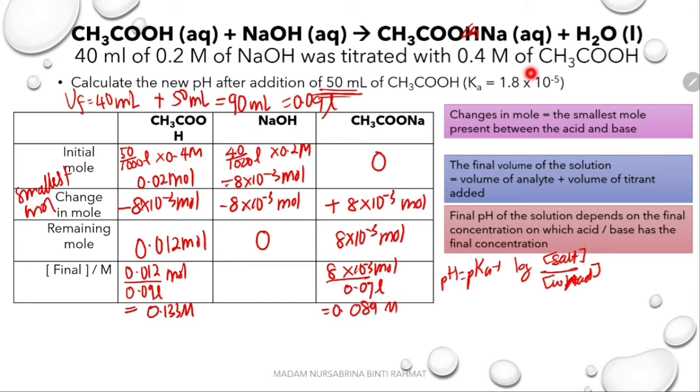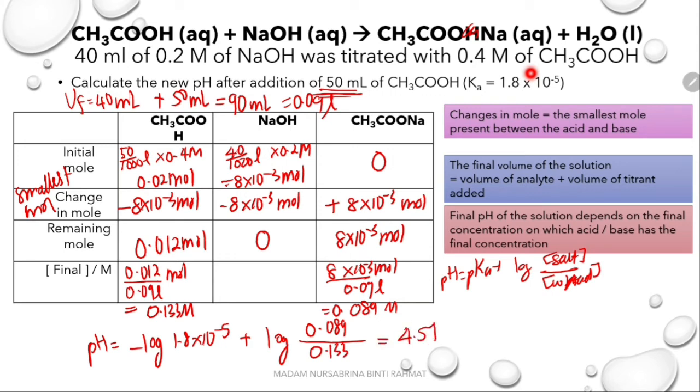0.089 molar. So now we're going to substitute the values into our Henderson-Hasselbalch equation. So pKa is negative log Ka, which is 1.8 times 10 to the negative 5, plus log of our salt, whose concentration is 0.089 molar, divided by the concentration of our weak acid, which is 0.133 molar. So you will get the pH to be 4.57.